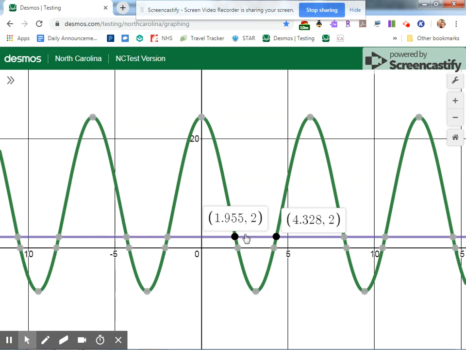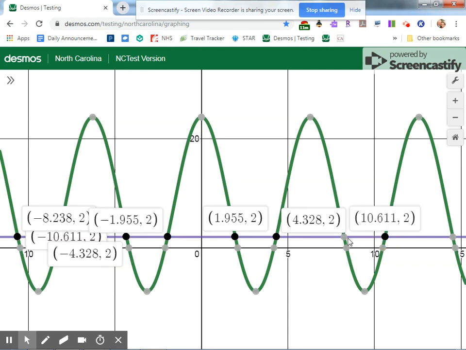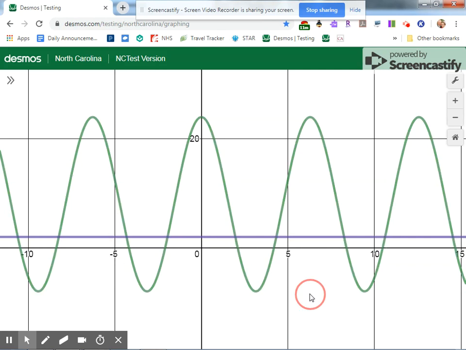Now, obviously, there are more answers than that. There are negative answers. There are answers that are bigger than 2 pi and smaller than negative 2 pi, but we were just limiting it to that first revolution, the positive answers, but obviously there are way more possibilities than just what we got. Okay? Graphing works on anything.